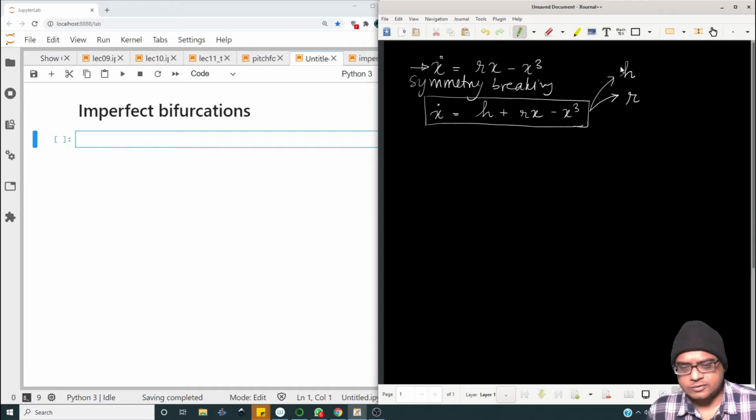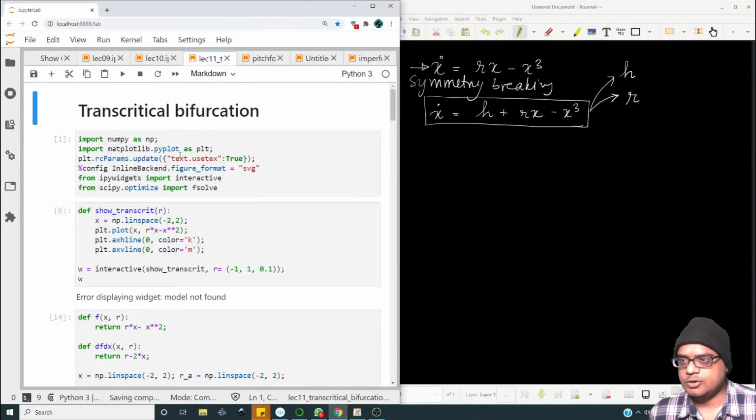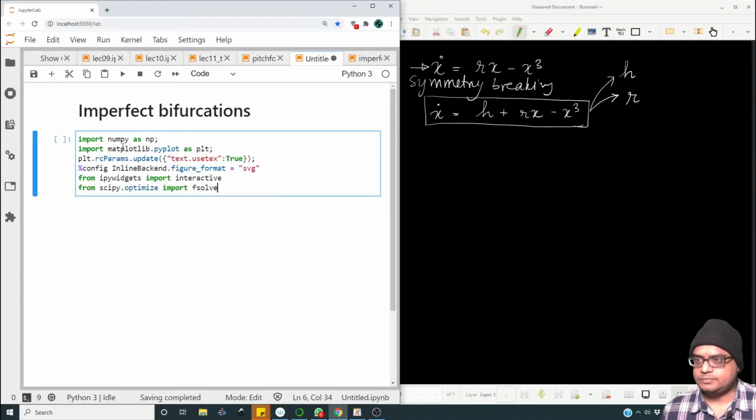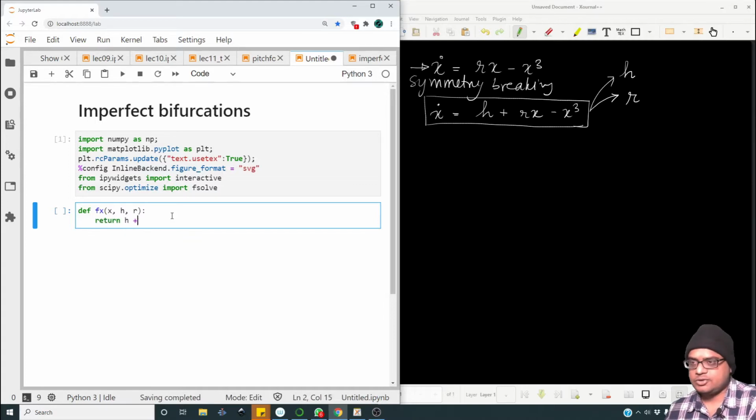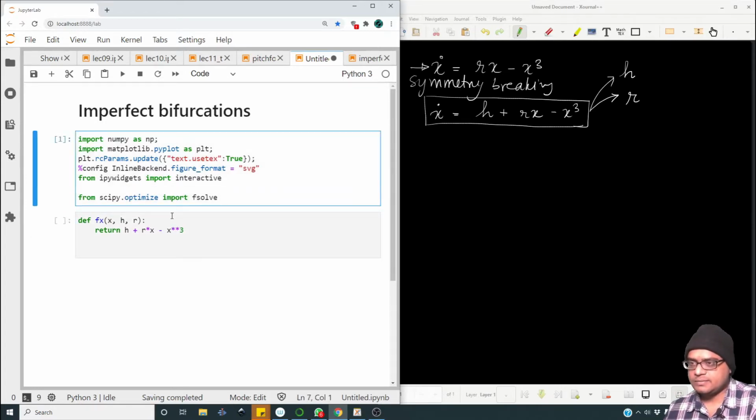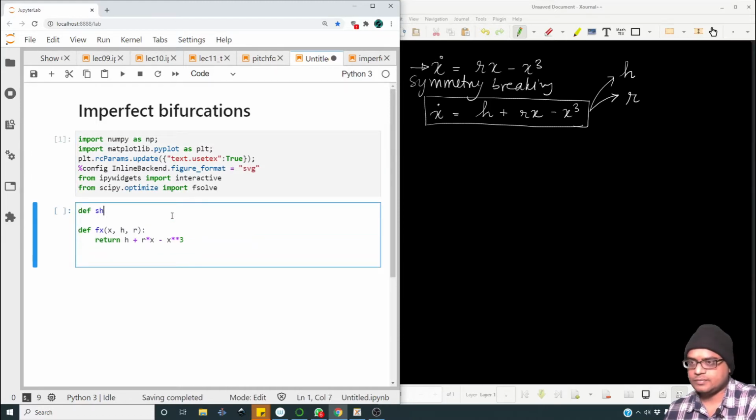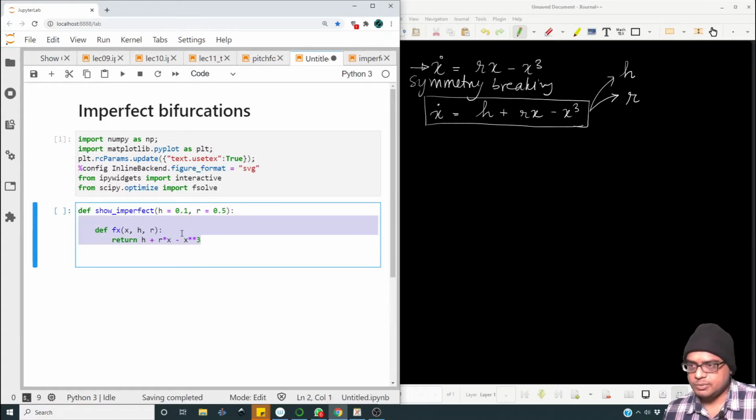So let us first look at how this function actually looks. Let me copy this bit of code. We'll need all of this. Now let us define fx as a function of x, h, r, and it will return h plus r times x minus x cubed. Let us wrap everything inside another function which will take inputs h, with a default value of 0.1, and r, with a default value of 0.5, for example. Let me put all this inside the function block.